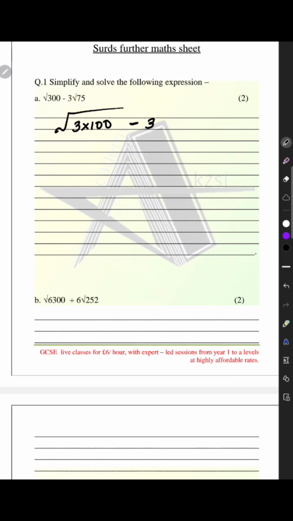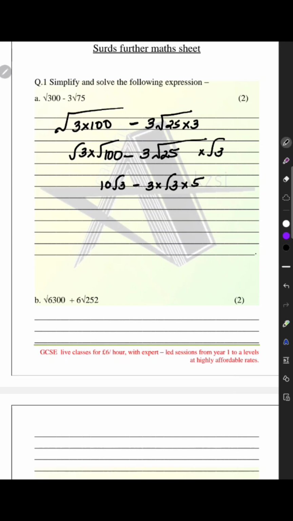Similarly, I can try for 75, and obviously it's 25 times 3. I know I can find the root of 25. So this can be written as root 3 times root 100 minus 3 times root 25 times root 3. So root of 100 is 10, so 10 root 3 minus 3 times root 3, and root of 25 is 5. So this will be 10 root 3 minus 15 root 3, and the final answer is minus 5 root 3.